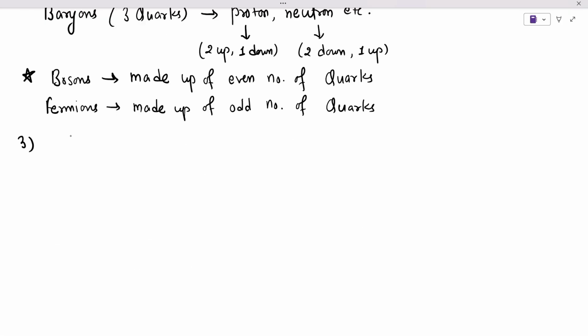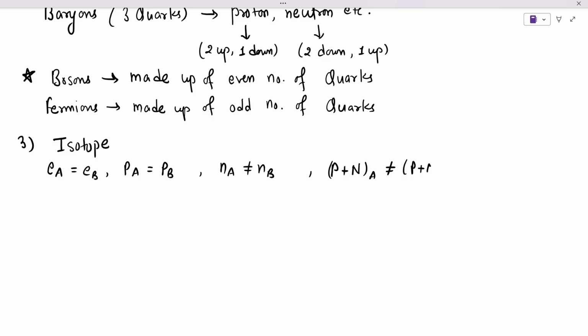Next, we will discuss isotopes and isobars. What are isotopes? Isotopes are those atoms which have the same number of electrons and the same number of protons but different numbers of neutrons. Different numbers of neutrons means the mass number of A and B will be different. How do we calculate mass number? Proton plus neutron. So proton plus neutron of A does not equal proton plus neutron of B. Means same number of electrons and protons but different mass.